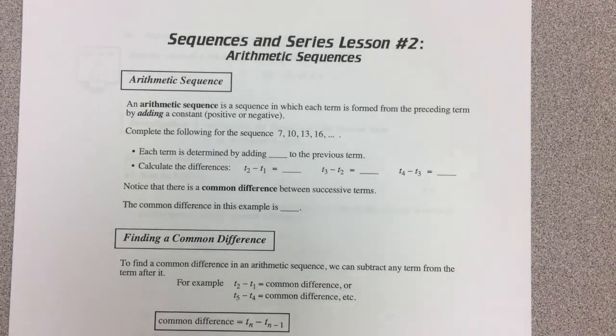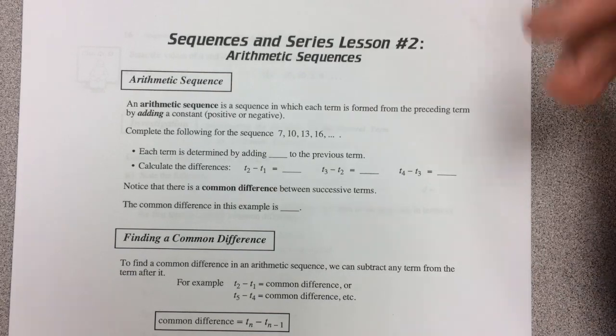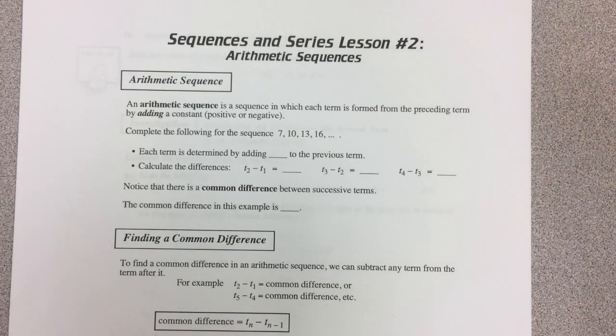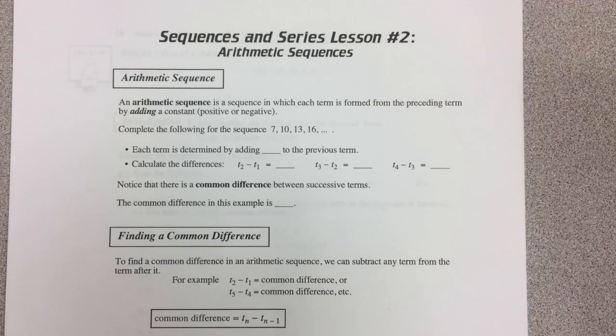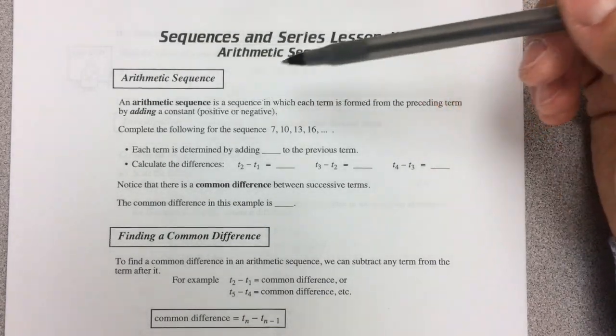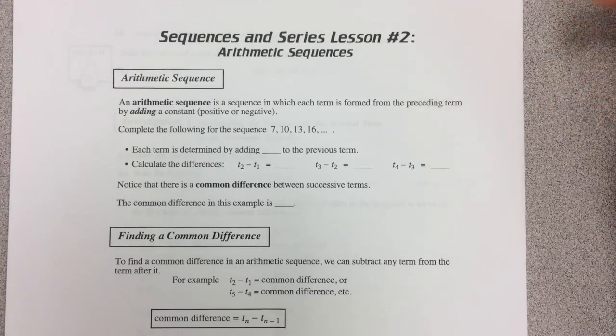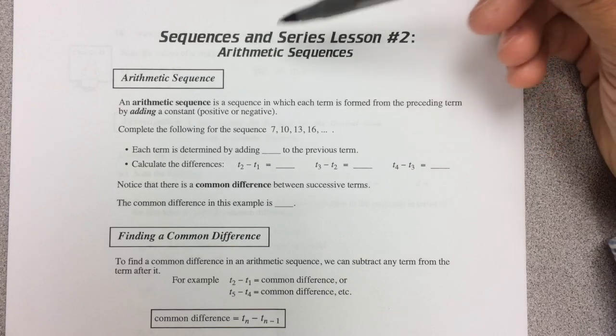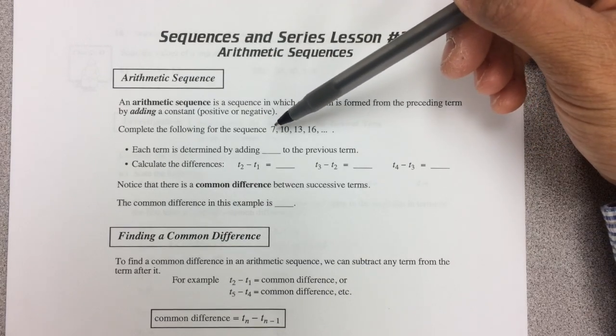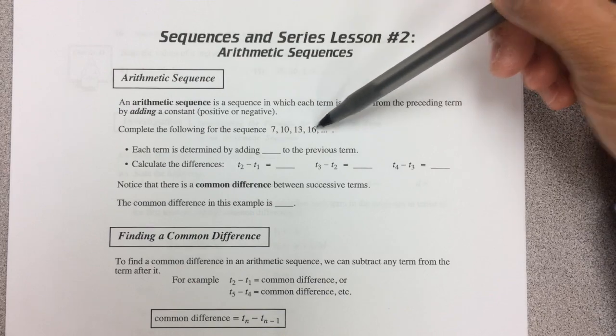This is lesson 2 on sequences and series. In this lesson we're focusing on arithmetic sequences. And remember the difference between an arithmetic sequence and a geometric sequence: in an arithmetic sequence you're adding a constant term each time. So you're either adding a positive or a negative term to get the next number, rather than multiplying or dividing. An example of that is this sequence given to us here, 7, 10, 13, 16.